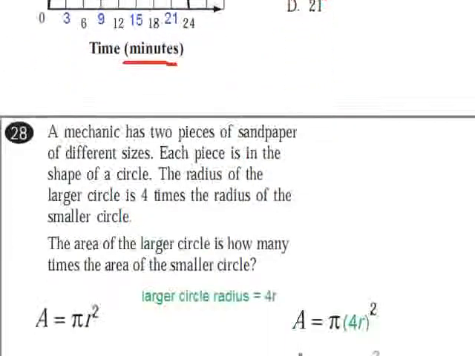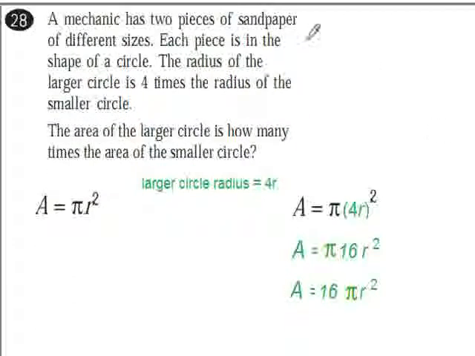So moving on to 28. Now 28 is kind of interesting too. A mechanic has 2 pieces of sandpaper of different sizes. Each piece is in the shape of a circle. The radius of the larger circle is 4 times the radius of the smaller circle. The area of the larger circle is how many times the area of the smaller circle? Now I know the temptation here is to put, well, the radius is multiplied by 4, so the entire area should be times by 4. But the mathematics tells us that our intuition is wrong here.